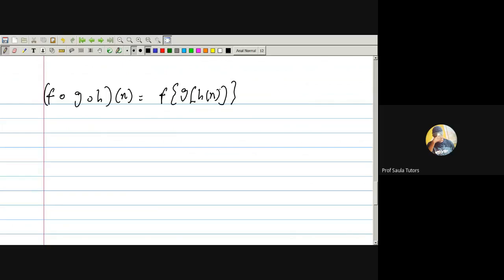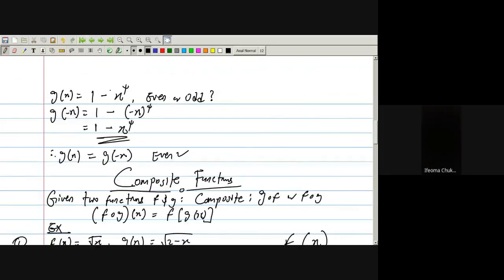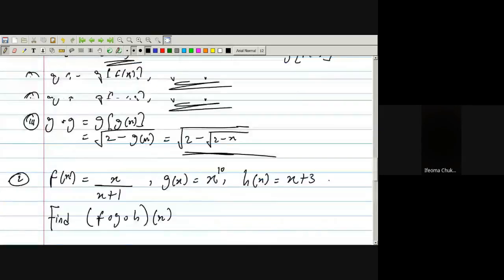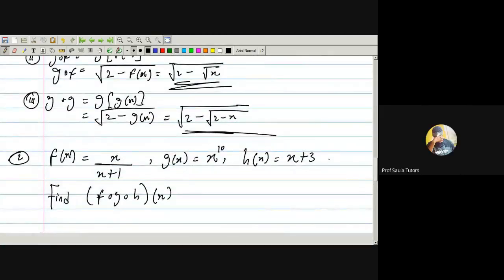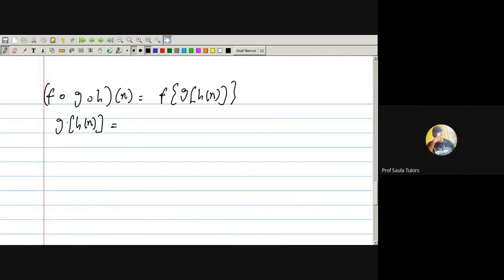Exactly. So what do we now do here? First, let's find our g of h of x. G of h of x is equal to what? What is my g of x? Write it down, x raised to the power 10. That's my g of x, right? Yes. So it's not for me to say x to the power 10. What will I say? I'll say h of x to the power 10. Exactly.